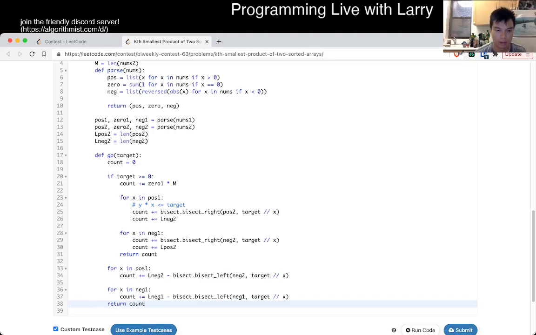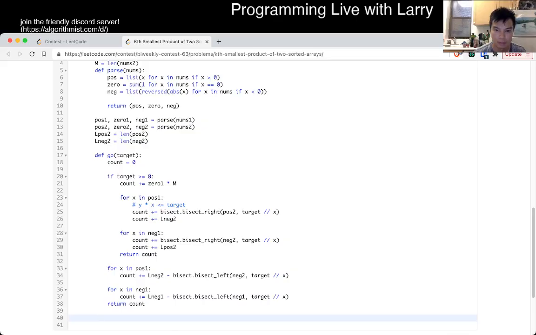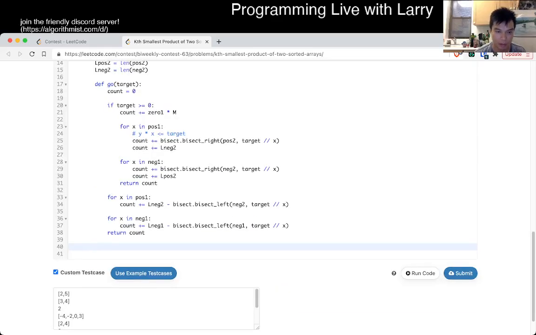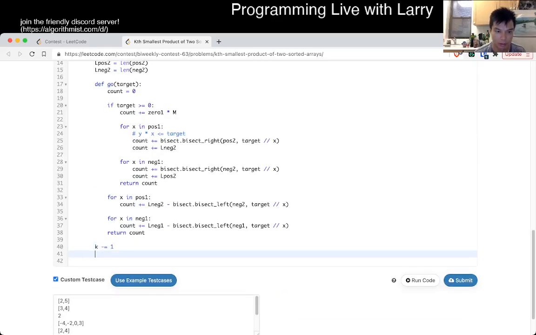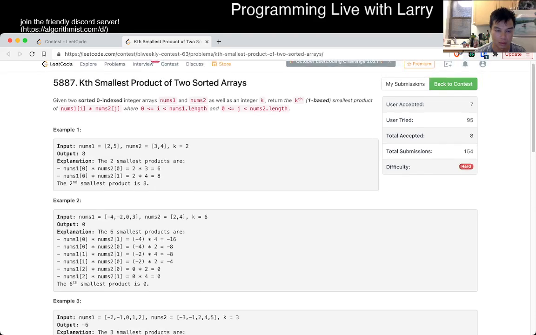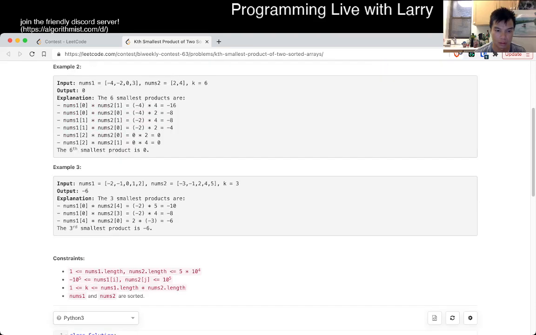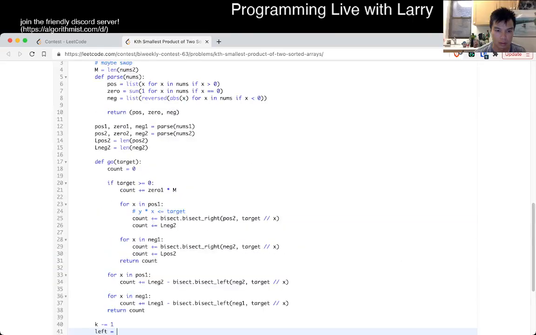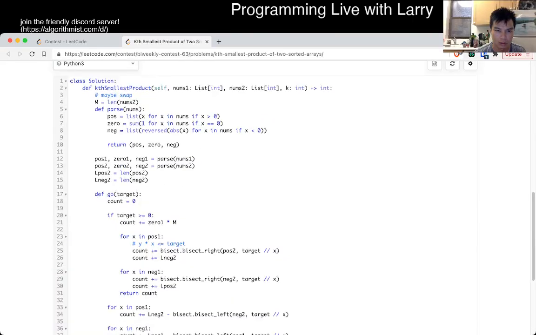I don't know if this is right. I'm gonna have so many off by ones, but that's fine maybe. Literally 10 to the 10, right?